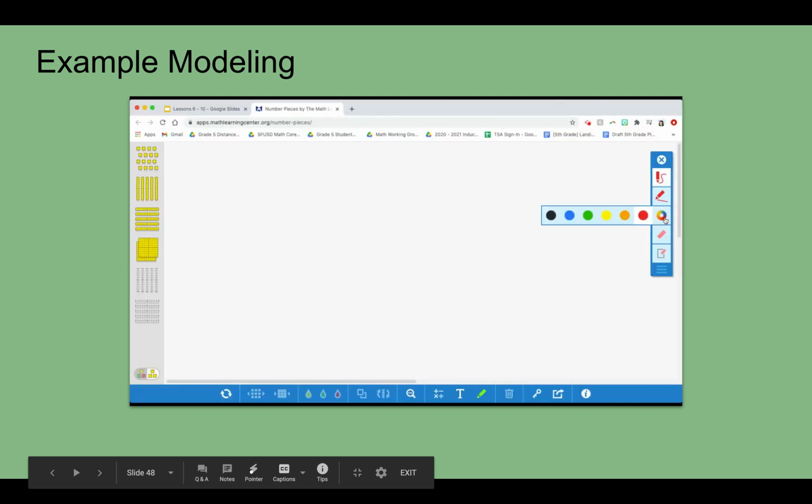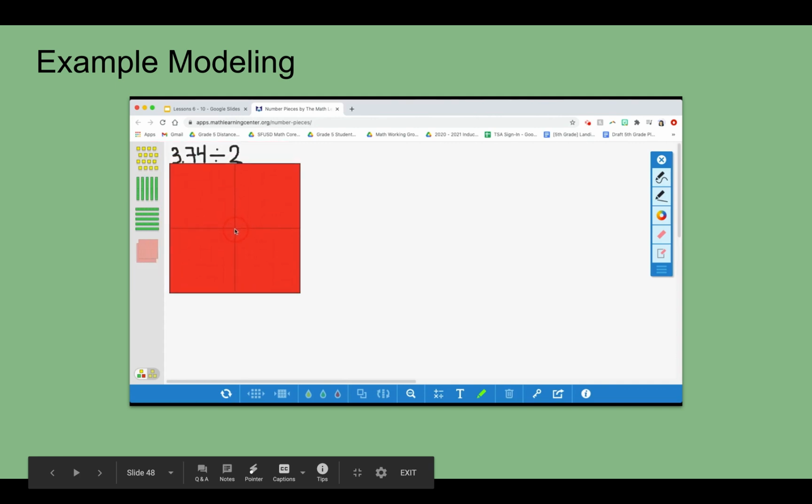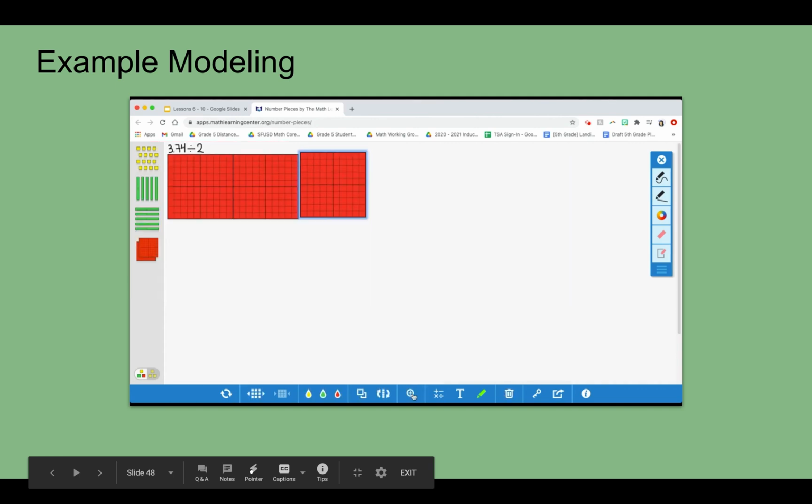The first thing that I'm going to do is just write down the problem that I am representing. That's $3.74 divided by 2. And I am going to use different colored base 10 blocks to help me visualize the problem more easily. I'm first going to move over the blocks that represent $3.74. So I need 3 flats. I'm going to zoom out a little bit. And I need 7 rods. And I need 4 hundredths.